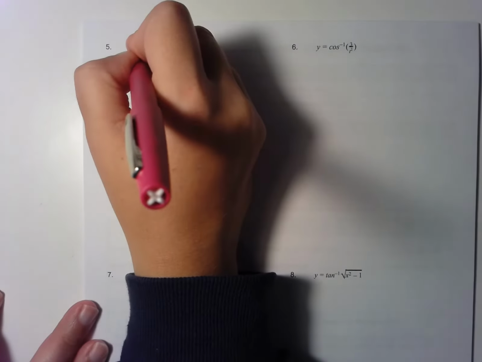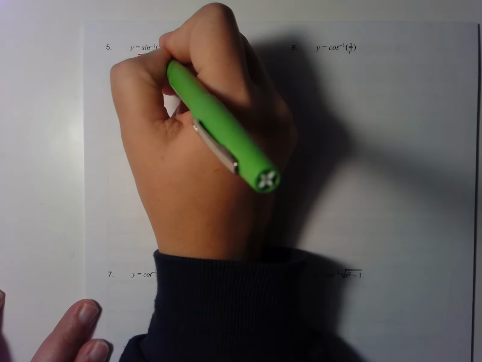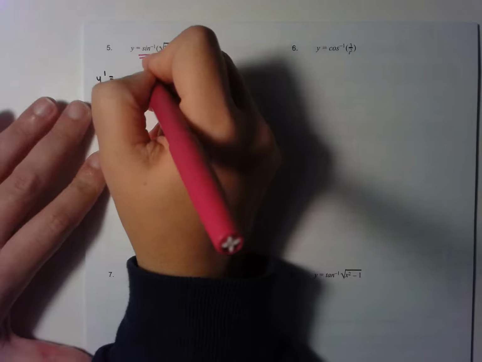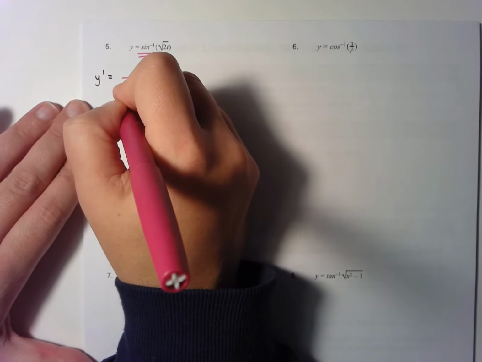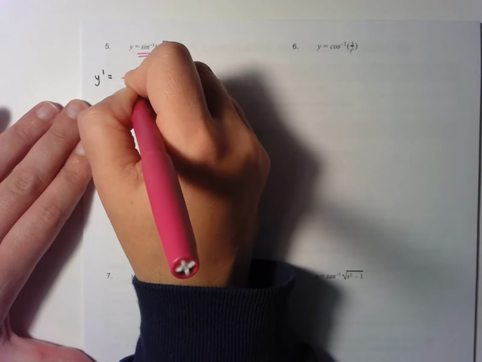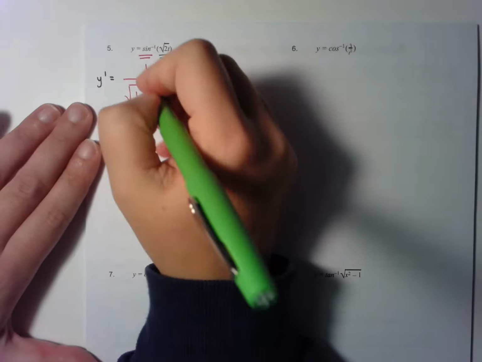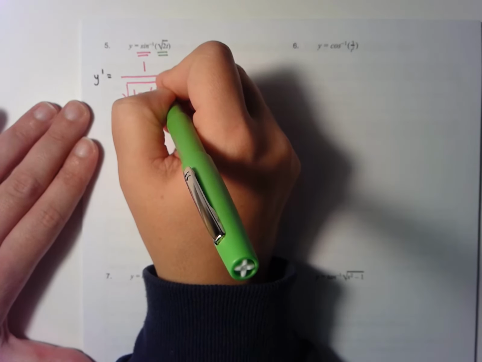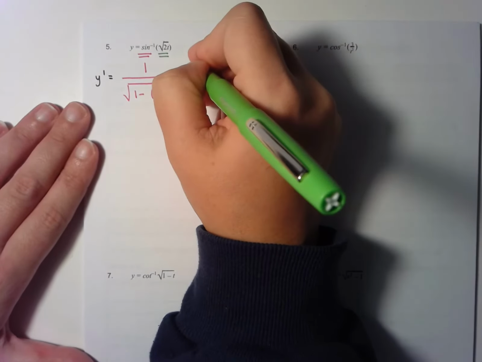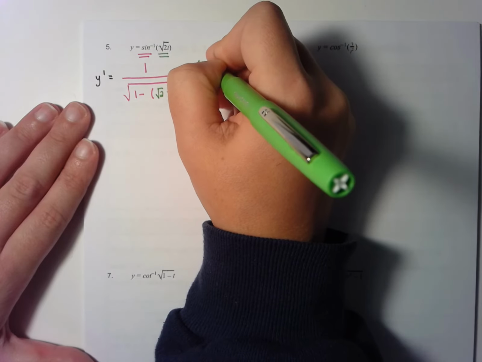So for number 5, we've got inverse sine of the square root of 2t. Now, that means the outside function is the inverse sine, and the inside function is the square root of 2t. So y prime would equal, the derivative of the inverse sine is 1 over the square root of 1 minus the stuff squared. So in this case, the stuff is the square root of 2 times t. Now, the chain rule here would be the derivative of the square root of 2 times t, which is just the square root of 2.